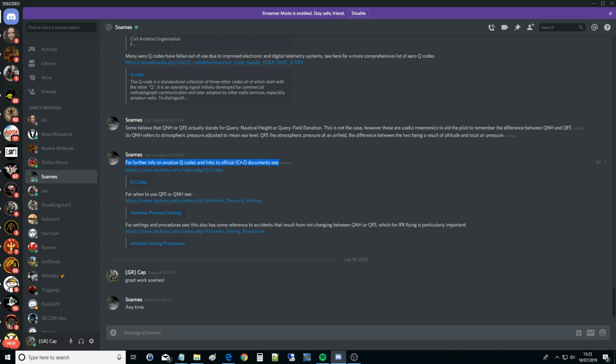Most of this is not really going to relate to our use of QNH and QFE in DCS, but there are more real-world uses. Aviation Q code to the official ICAO. What else have we got? When to use QFE and QNH in the SKYbrary library. Settings and procedures. Also reference to accidents, which is kind of what this is all about, reducing accidents.